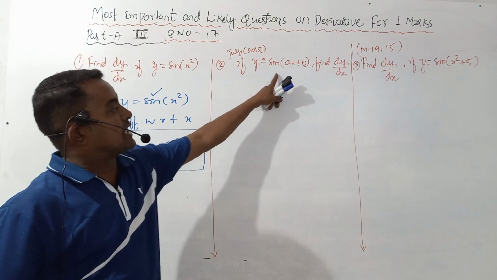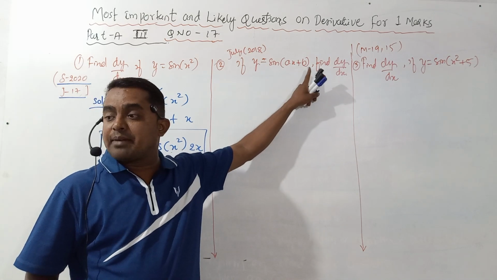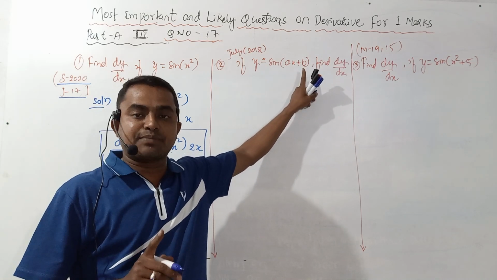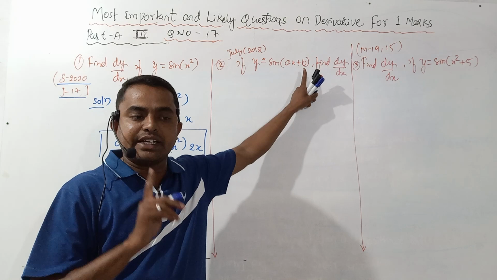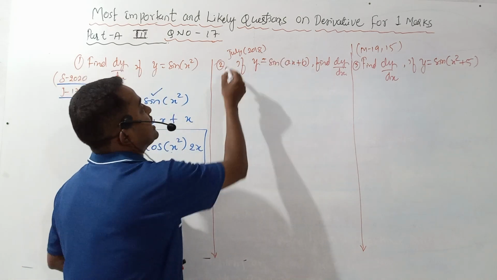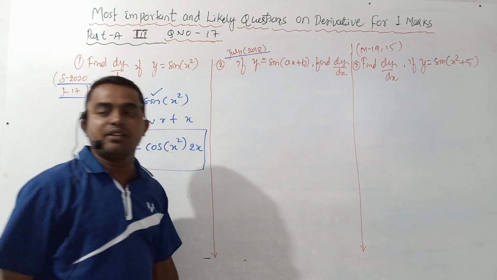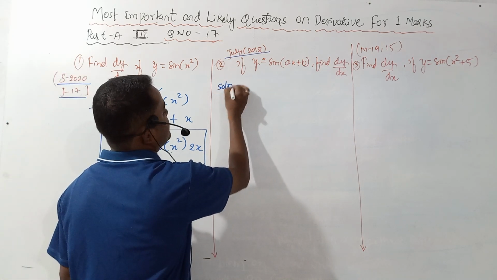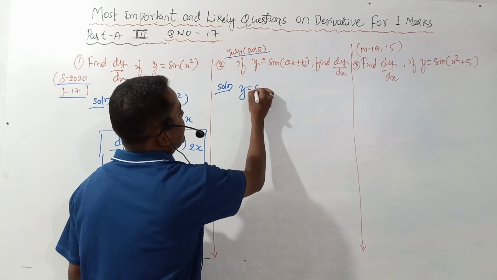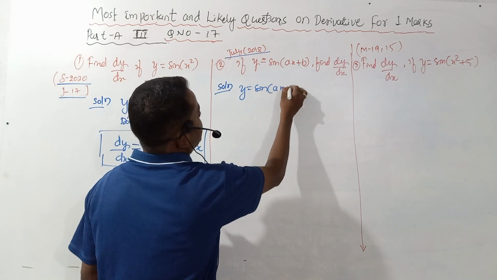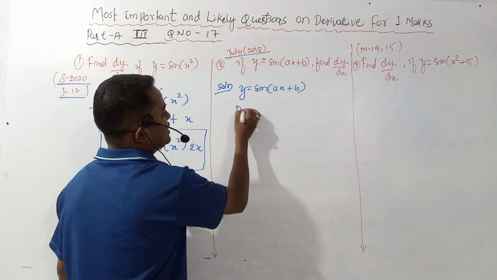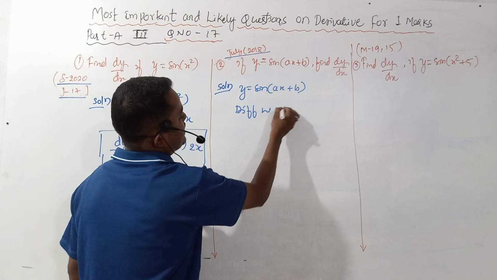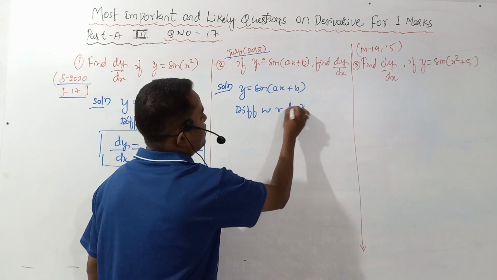Now next, second one. If y is equal to sin(ax plus b), find dy by dx. This question has been asked in the year July 2018 for 1 mark. So write the given function first. Solution: y is equal to sin(ax plus b). Now differentiate with respect to x.